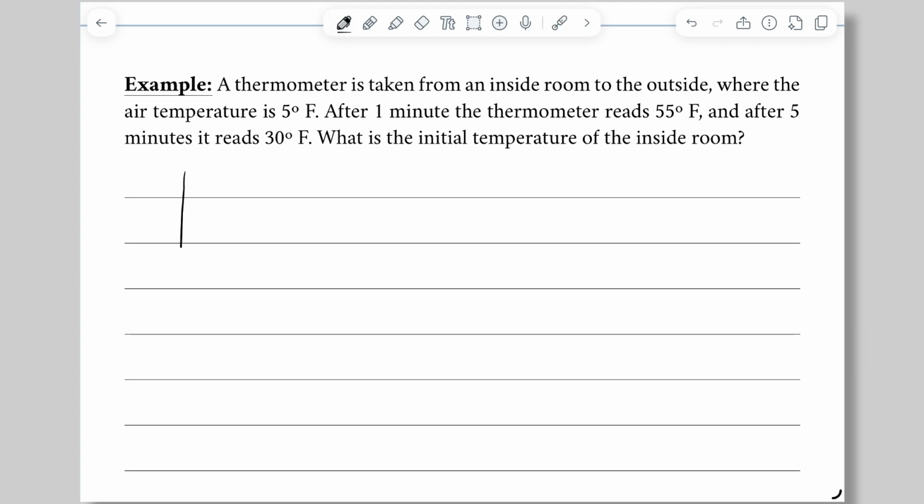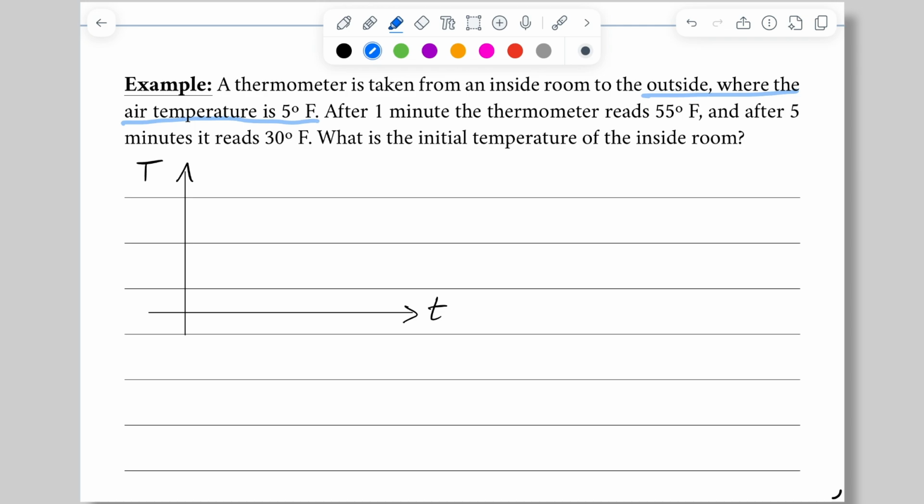I think a visual is useful in this case. Here I've got a lowercase t axis for time and an uppercase T axis for temperature. And the idea here is we've got the outside temperature is 5 degrees Fahrenheit. So I'm going to just draw a horizontal line that I'm going to label 5 degrees Fahrenheit. We don't know what the temperature was inside the room, but the thermometer was taken outside and it started cooling off.